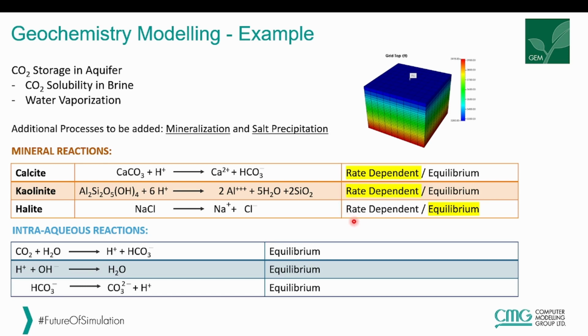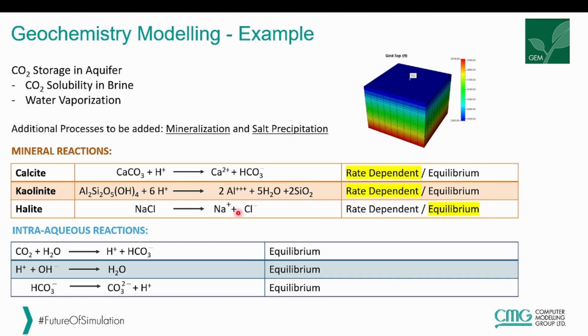And then I'm going to add another reaction. This one is not related to mineralization processes really, but it's more related to the salt precipitation process. So we want to model precipitation of sodium chloride, halite, in the system. And for this specific reaction, I'm going to use the equilibrium model instead, based on the assumption that this reaction is supposed to be a very fast reaction.